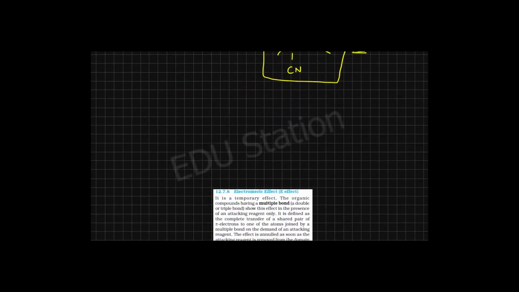Now, let's see how this is given. It is a temporary effect. This is the first line. The organic compound having a multiple bond, a double or triple bond, shows this effect in presence of an attacking reagent only. This is the definition. It is defined as a complete transfer of a shared pair of pi electrons to one of the atoms joined by a multiple bond on demand of an attacking reagent.